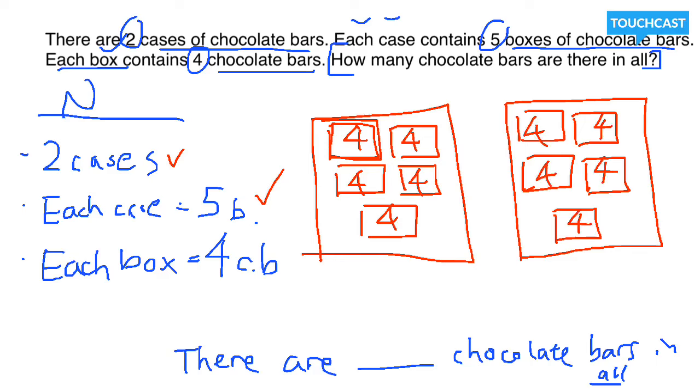So the question's asking me, how many chocolate bars individually are there in all? So if I counted all of these 4s, what number would I end up with? So let's count by 4s. I know we know our 4 song. 4, 8, 12, 16, 20, 24. That's how we roll our 4s. 28, 32, 36, 40. So there are 40 chocolate bars in all. Go ahead and check your work.